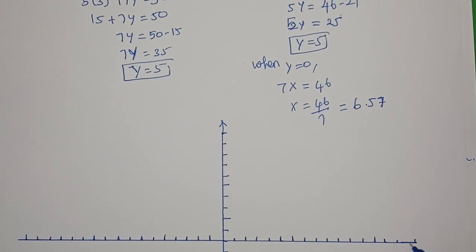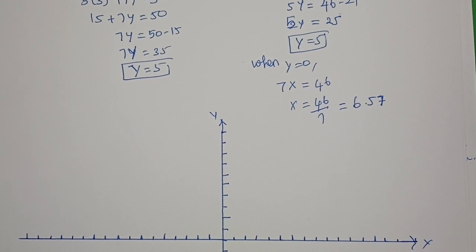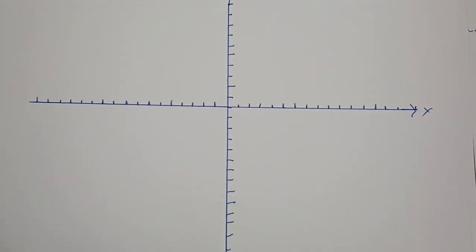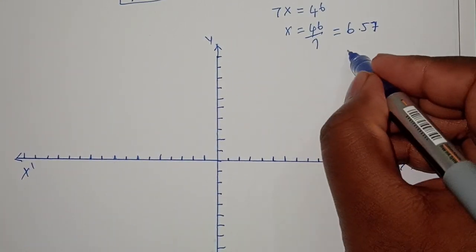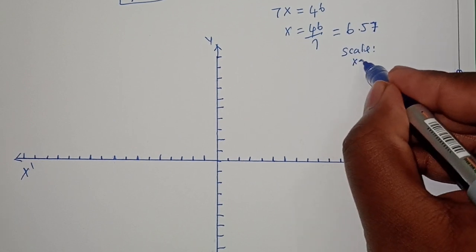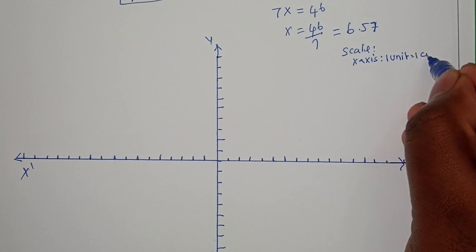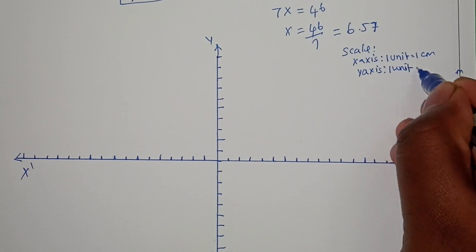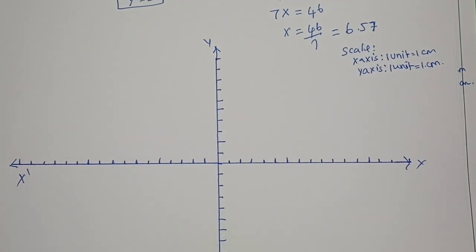Okay, it will be x, y, and down will be y dash. This will be x dash. Scale value: the previous scale itself, x axis 1 unit is equal to 1 centimeter, y axis 1 unit is equal to 1 centimeter. Okay, first point 3 comma 5.